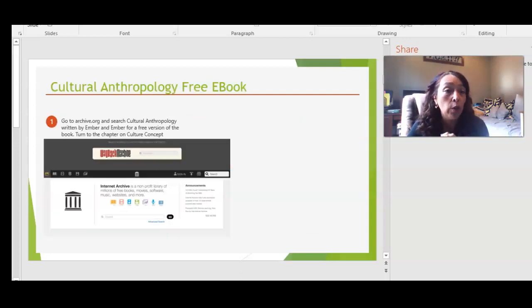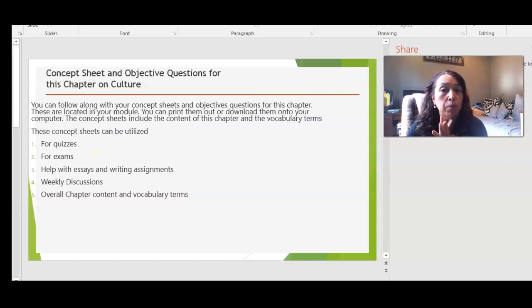Also, if you want to follow along in your cultural anthropology book, there's a free e-version. You can go to archive.org and type in cultural anthropology written by Ember and Ember. And there's a free version. You could borrow it for 14 days and then re-borrow it again. It's a great resource for you to follow along with the book.